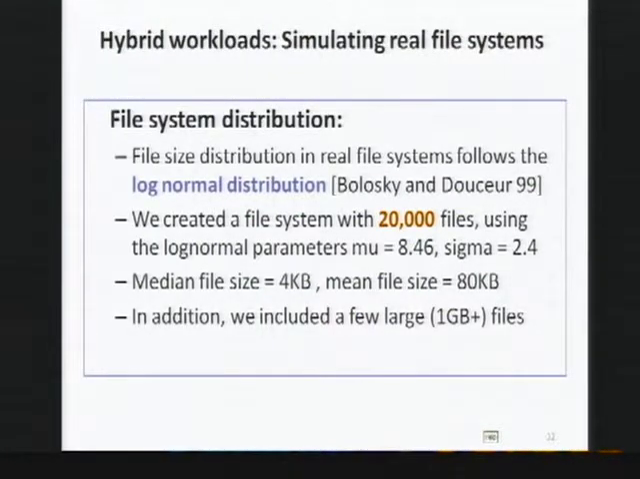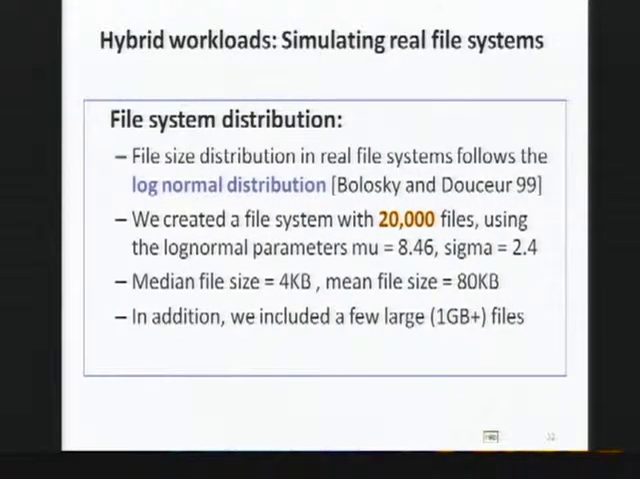But now there's a problem. Postmark is not a real file system benchmark. I mean, it's not a benchmark for real files in real file systems. In your file system, you don't have 20,000 small files. You have lots of MP3s, lots of videos, and lots of documents with megabytes of sizes, and then also a lot of small files.